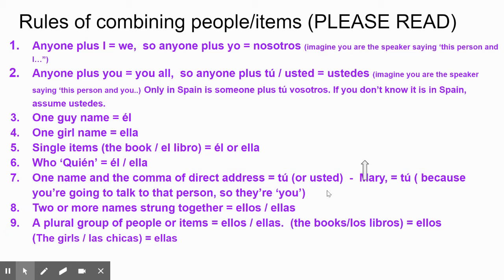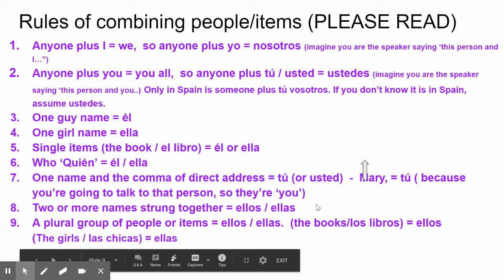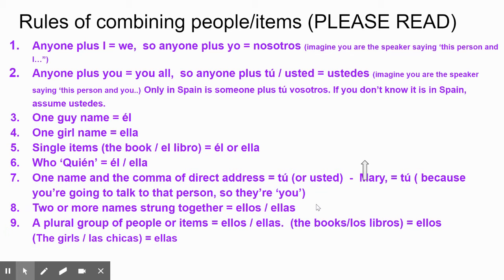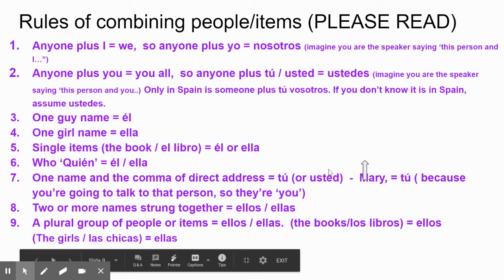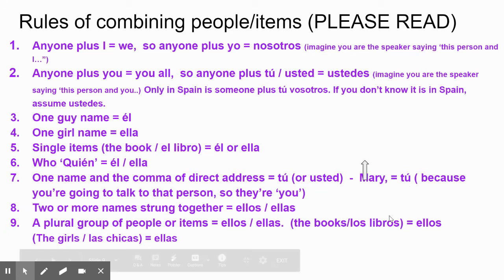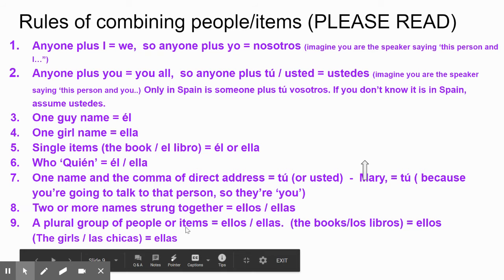Also, two or more names strung together would be ellos or ellas, like Felipe y Manuel would be ellos. If it's two chicas, we would say Ana y Maria or ellas. So that's they, okay? These are they. And then a plural group of people or items would be ellos or ellas. Or books, los libros would be ellos, and the girls would be chicas.